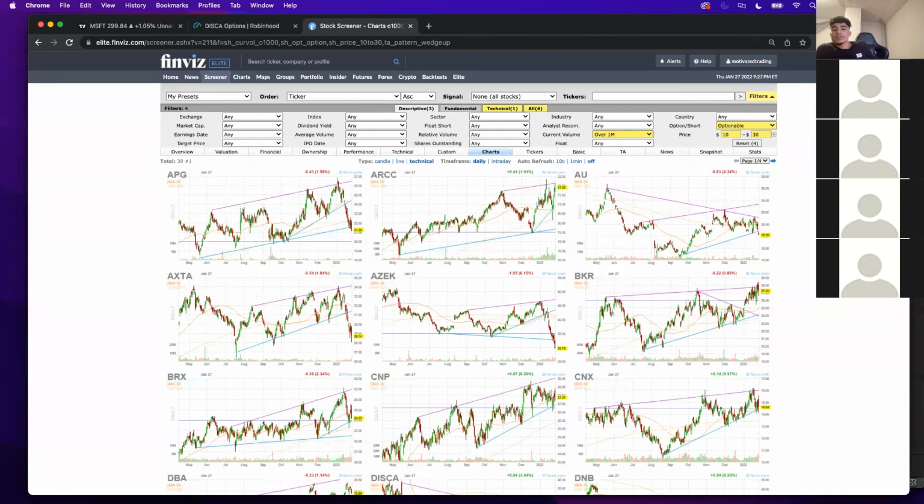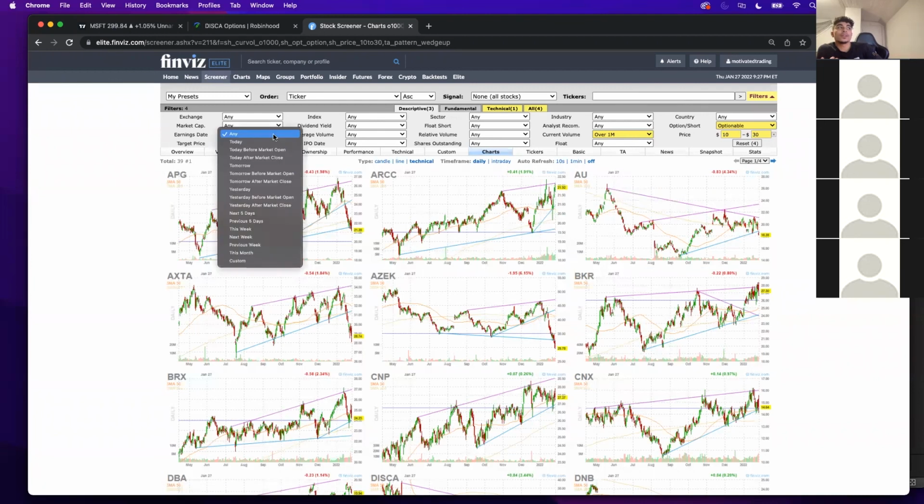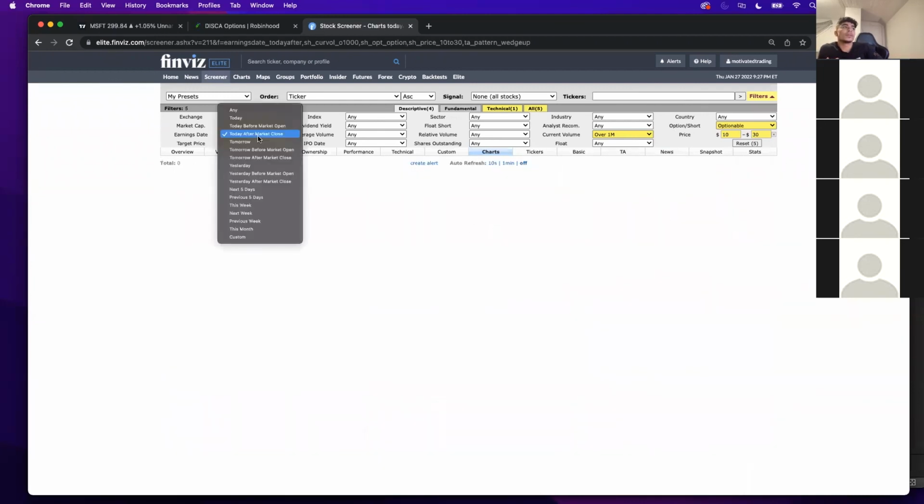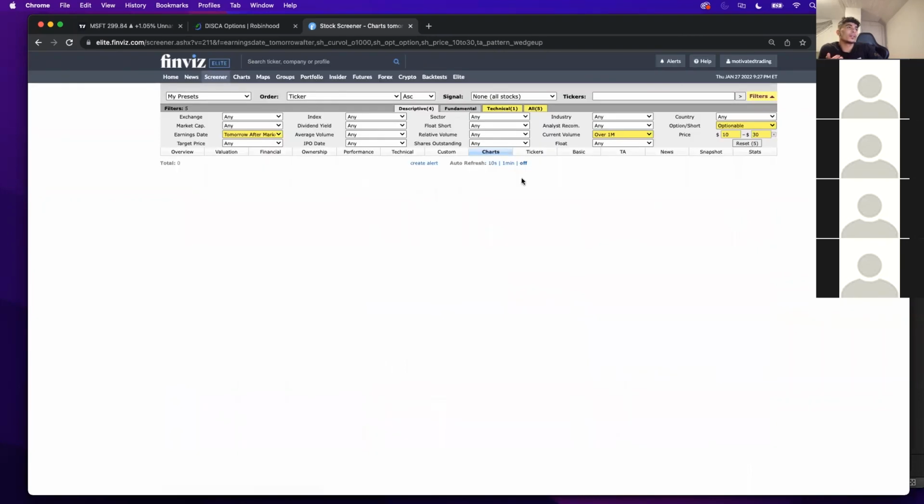Okay, perfect. Yeah, FinViz, 10 out of 10. I love using it. It's great. There are so many different things. You can even do things about earnings. You can literally screen for today after market close earnings. Or well, obviously today's done. So we can do tomorrow after market close.